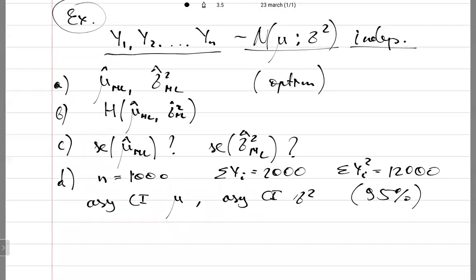And then we will see that Hessian matrix plays an important role in answering point C and hence point D. Okay, Hessian matrix has in this problem a double role. It serves us to judge whether we have really found a maximum, and it serves us also to obtain standard errors. And if we obtain standard errors, yeah, we can build the asymptotic confidence interval. Okay, let's go.